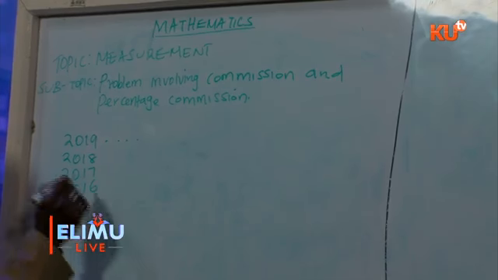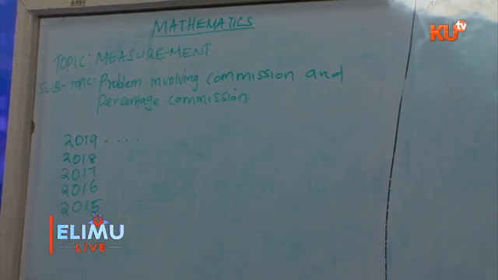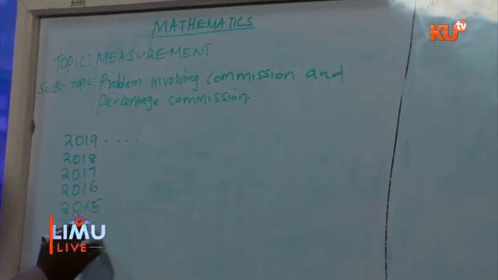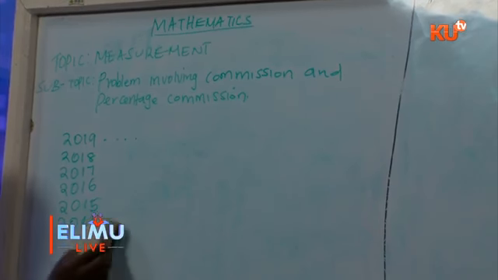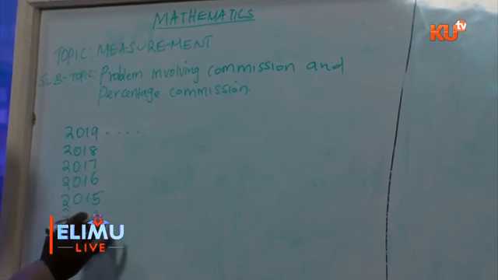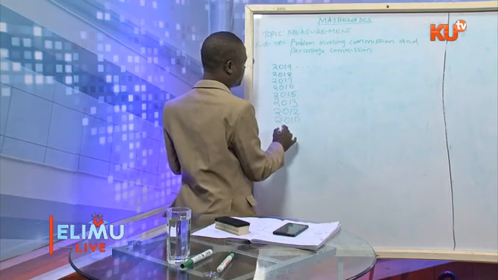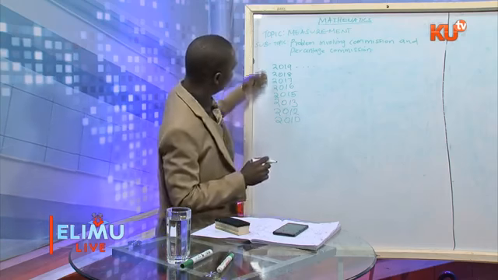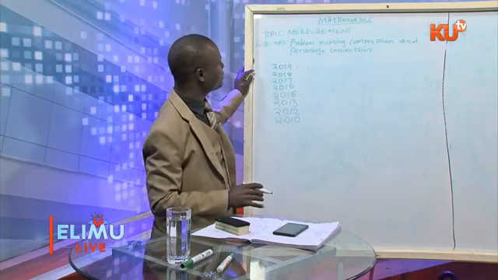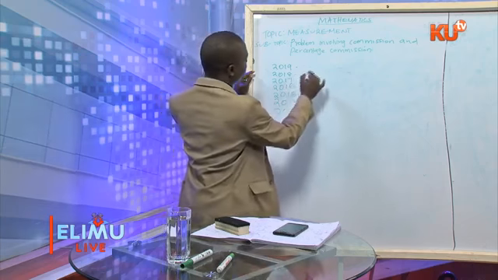2017, 2016, 2015. In 2014, a question was not set on the same. And then we have 2013, 2012, 2010. So if you look at the last 10 years, questions on commission and percentage commission have always been set.